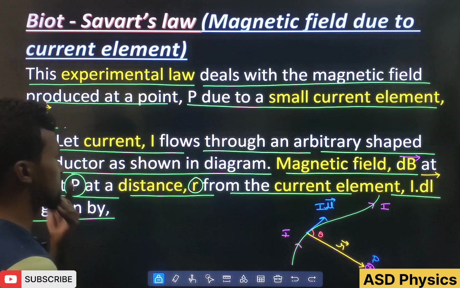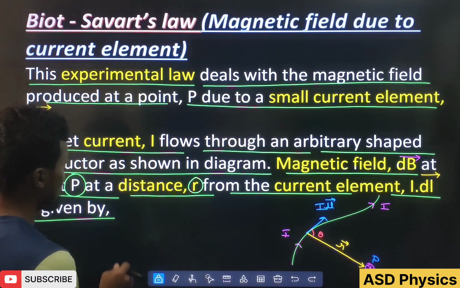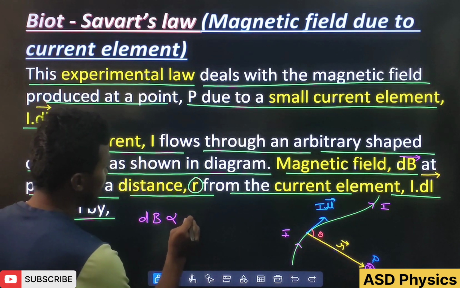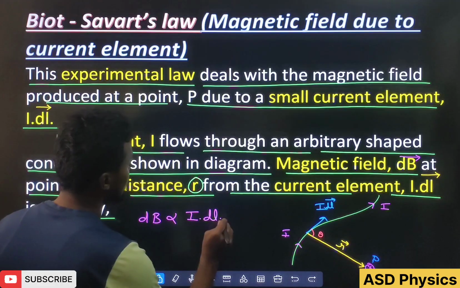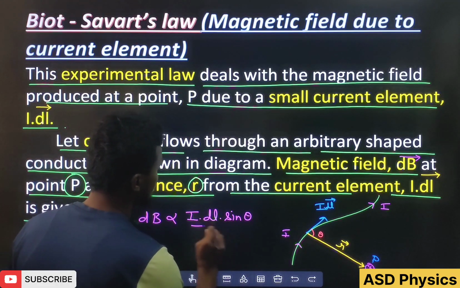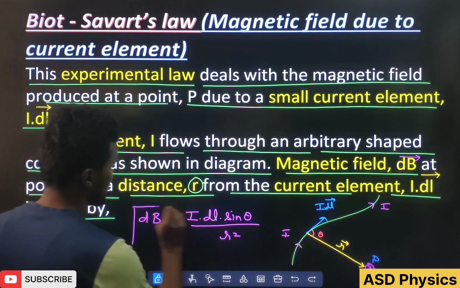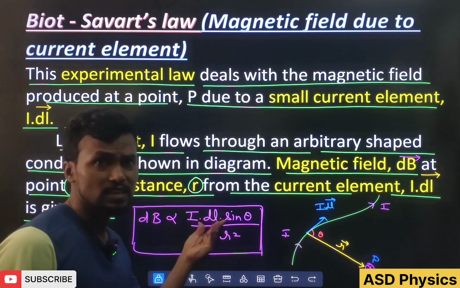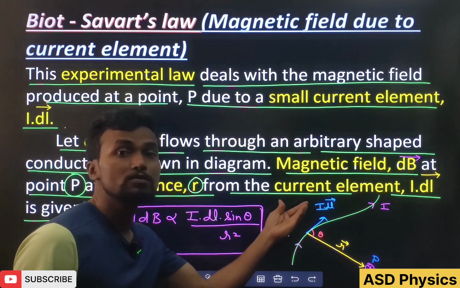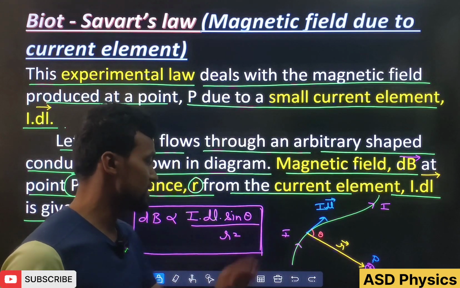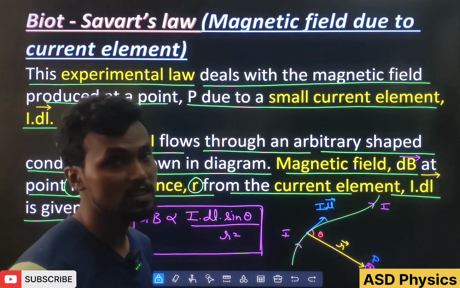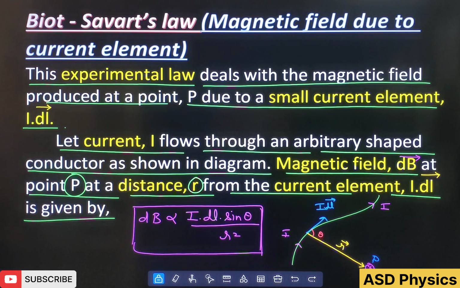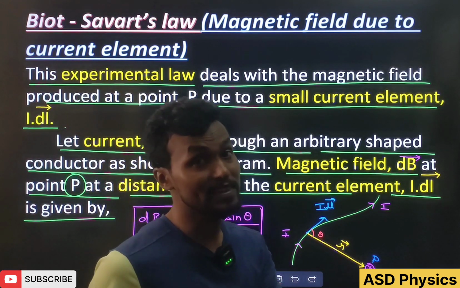Okay, so in this situation, magnetic field at point P, by the experiment we can write that dB is directly proportional to I dl sin theta by r square. This thing you have to remember, that by the experiments we have got this. I is the current, dl is the very small length, theta is the angle between the current element and the position vector, and what is small r? Small r is the distance from the current element to the observation point. Remember that first we are writing in scalar form. Later we will write in vector form also.